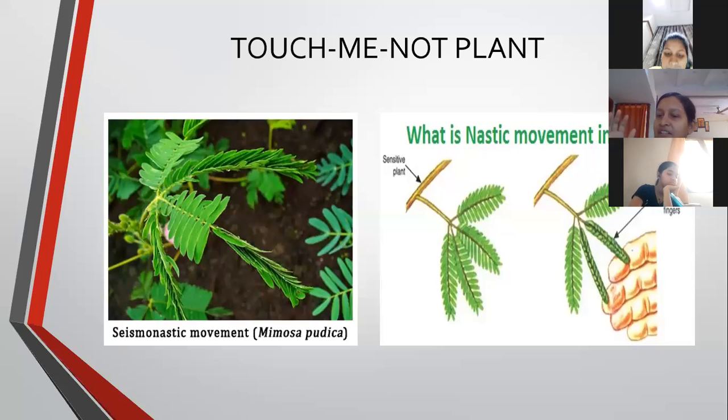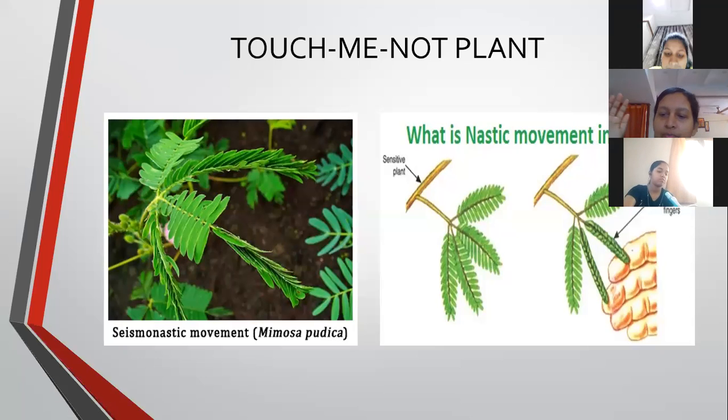Touch-me-not plant, after touching, how much time does it take to fold its leaves? Maybe 1 second it takes to fold its leaves. So it happens really fast. Now this, where touch is used, is called seismonastic movement.